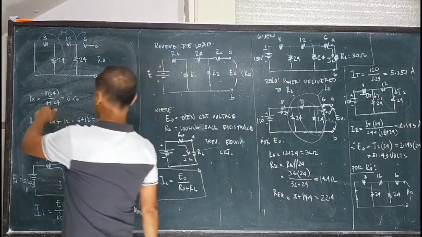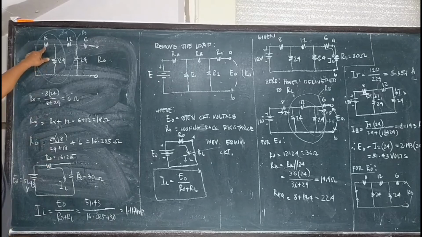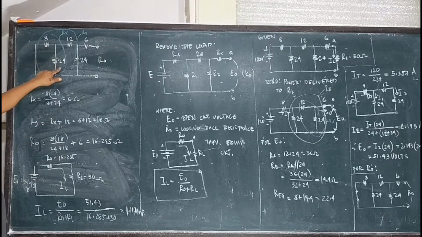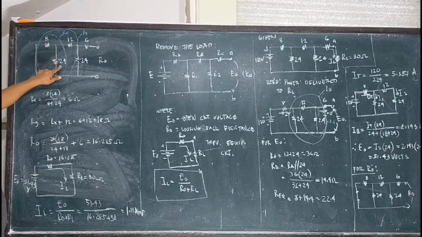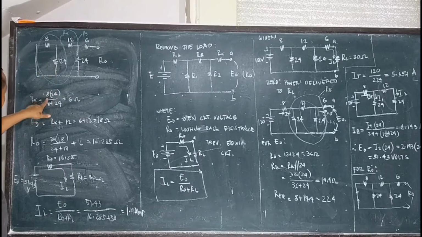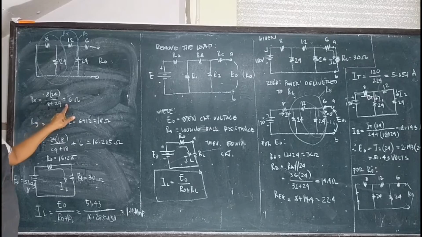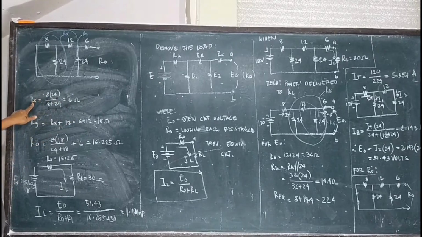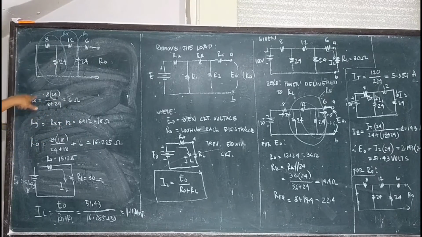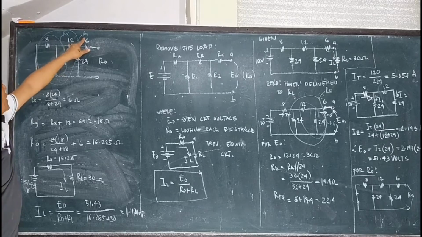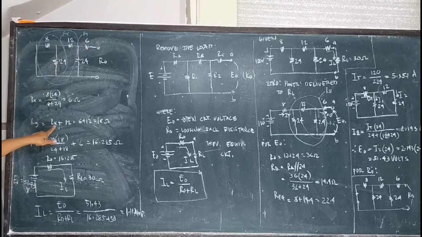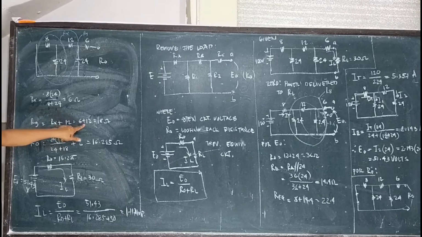Dito, R sub X, nilagay ko yung R sub X is equivalent ng 8 and 24. Since 8 and 24 is in parallel, so it is equal to 8 times 24 divided by 8 plus 24, equal to 6 ohms. Yung R sub X naman is in series with 12. That is R sub Y. So R sub Y is equal to Rx plus 12. Since series sila, we have 6 plus 12, it is equal to 18 ohms.